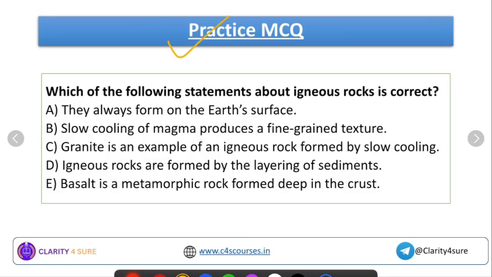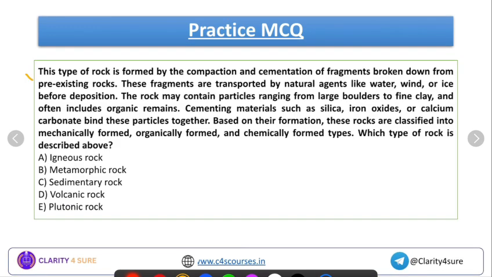So yes, this was about today's lecture, and these are the two practice MCQs. So pause the slide and comment down below the answers for these two MCQs in the comment section.